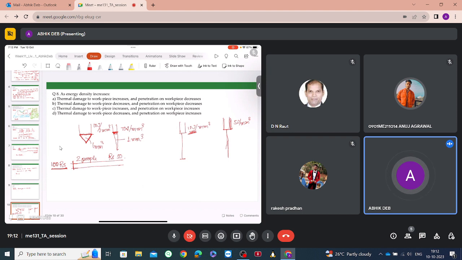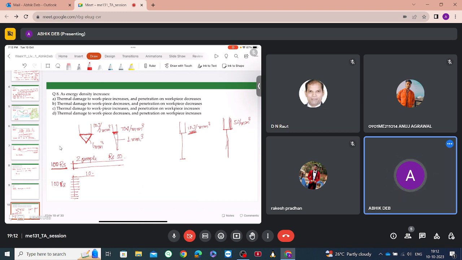Now I have the same 100 rupees. I am now giving it to 10 people. Now what will be the share per person? 10 rupees. Yes, so now you considered it like this.